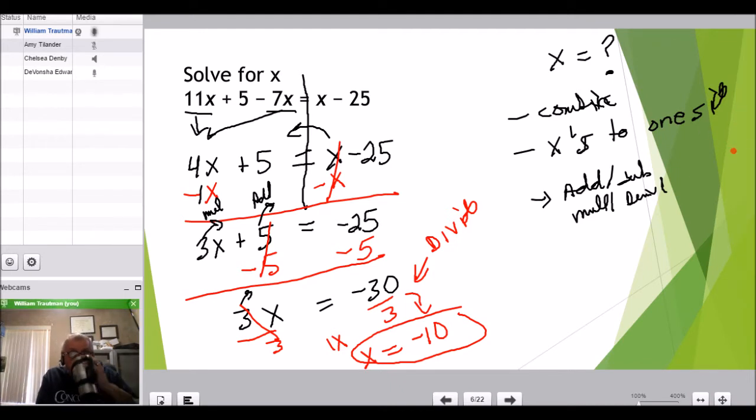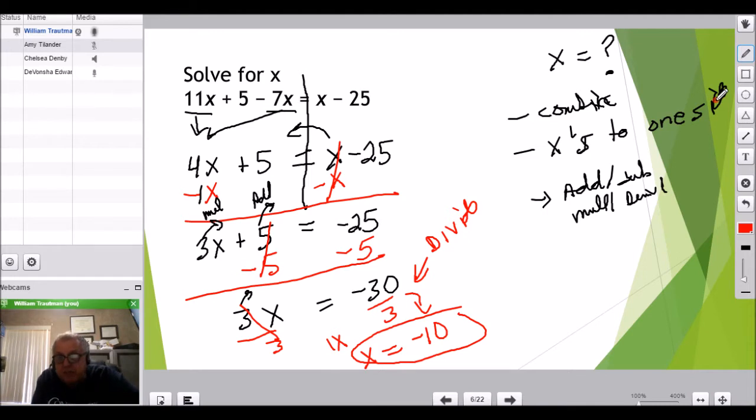Alrighty. Questions on solving for x? I think I'm going to do a couple more. I'm not sure. We'll see when we get there.